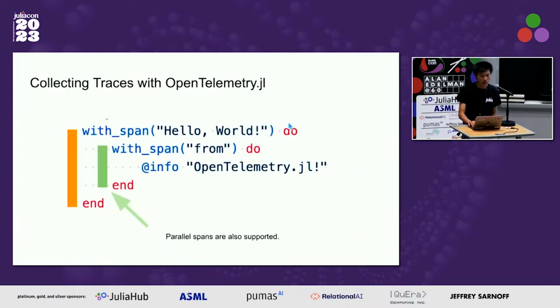For the traces, to collect traces with OpenTelemetry, we can simply call the with span function. The first variable provided to the with span function is the span name. And here you can use the do syntax to wrap the call logic. So as you can see, the span can be nested in a parent span. And also note that if you wish, we can also create many parallel spans here.